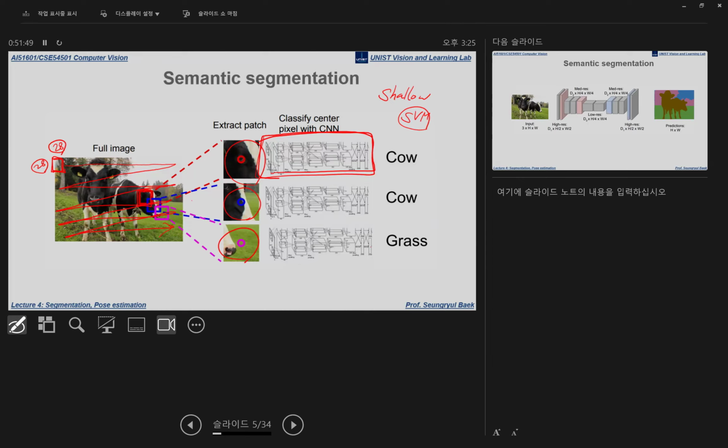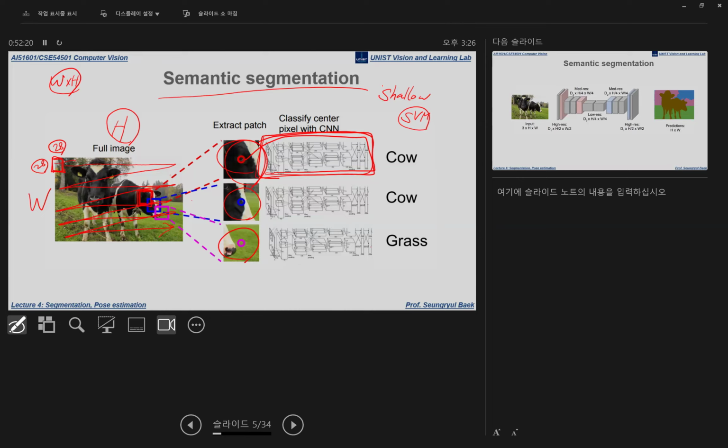We extract height multiplied by width number of small patches. And for all of these patches, we apply our machine learning algorithm to classify them into semantic classes. That was the way we achieved semantic segmentation before.